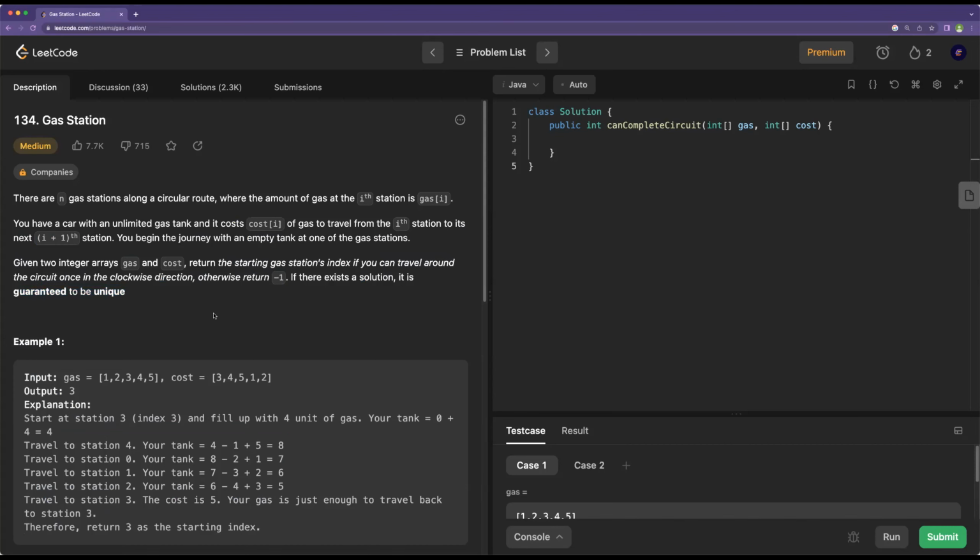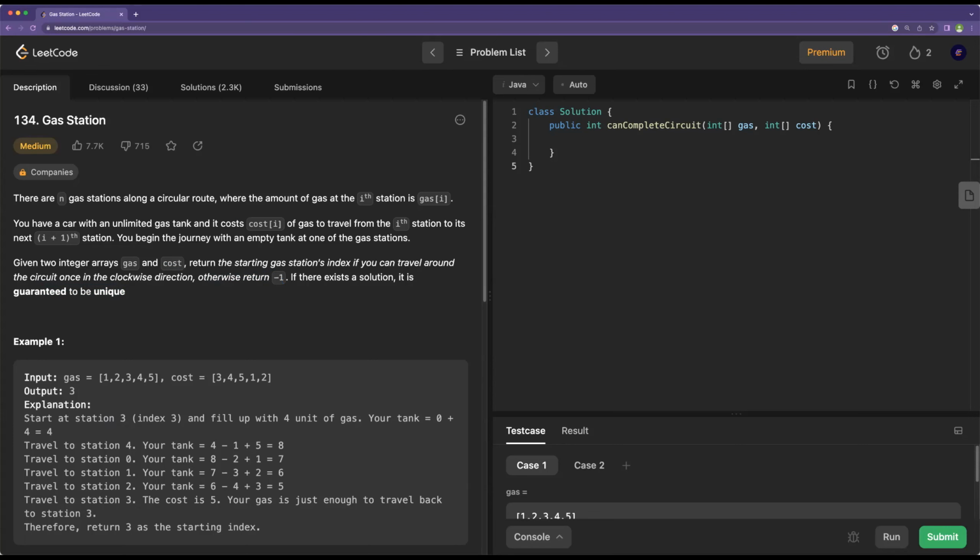So the crux of the problem is we are given two integer arrays, gas and cost. Gas is nothing but the amount of gas provided to us when we reach a gas station, and the cost is nothing but the cost or the gas we require to move from one gas station to another. And we have to find a gas station such that if we start at that gas station, we will be able to circuit back to that gas station. It is guaranteed there is only one such gas station, and if we are not able to find such a gas station, we have to return -1.